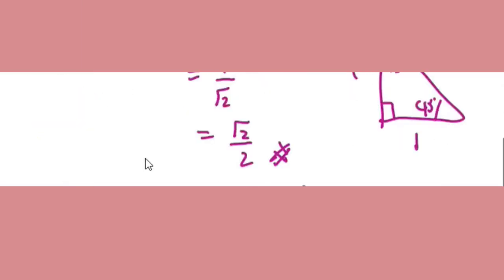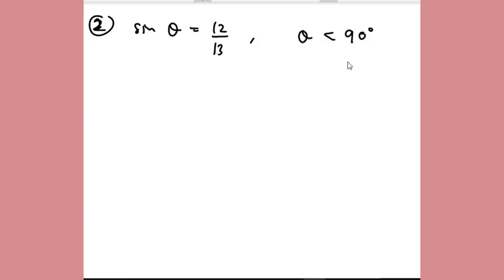Number 2, we will learn it the day after tomorrow. Number 2: if sine theta equals 12 over 13, theta less than 90. Where is theta? Which quadrant? Theta less than 90. So which quadrant? This one shows that cos is positive, the answer is positive, and tangent also positive. To show that the answer should be all positive. A, all positive. So, number 2: theta less than 90, so theta is in the first quadrant. Find cos theta and tangent theta.